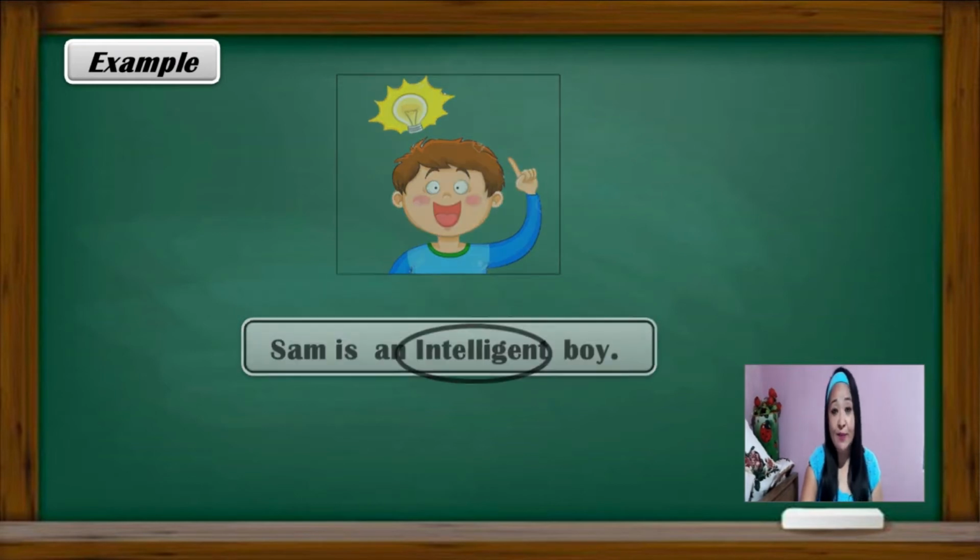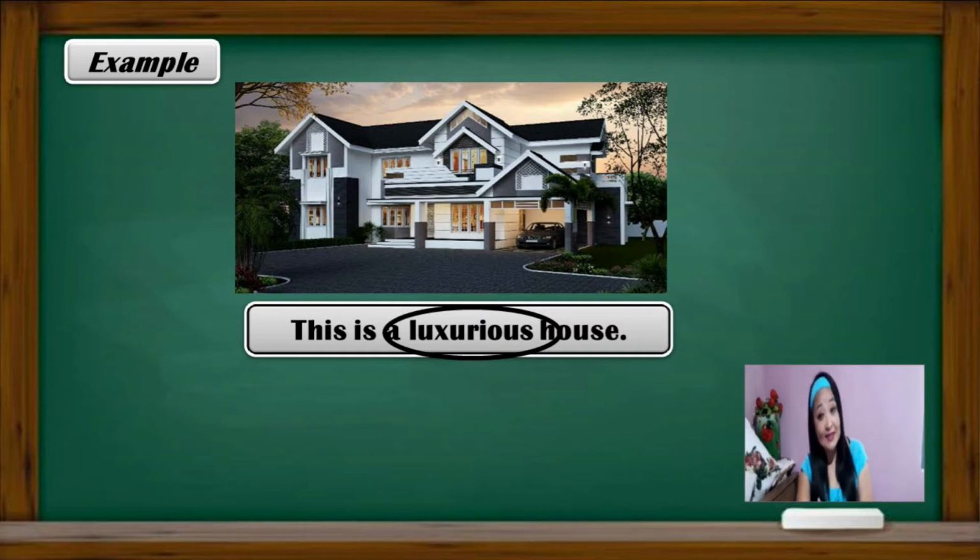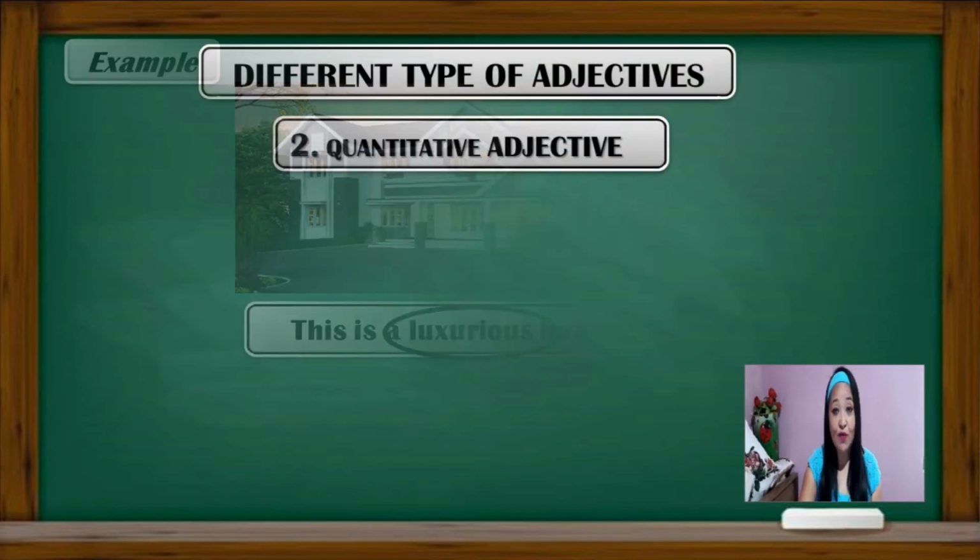Likewise, one more example. This is a luxurious house. When I say this is a luxurious house, the word luxurious is an adjective. It describes what kind of house it is. It tells us what kind of house it is. What kind of house is it? It is a luxurious house. So the word luxurious is a qualitative adjective here, right? Now let us see the second type of adjective.